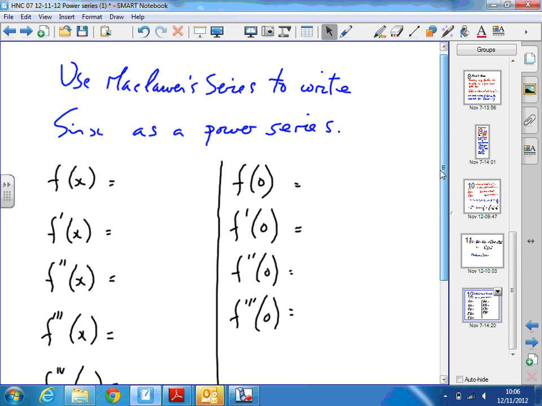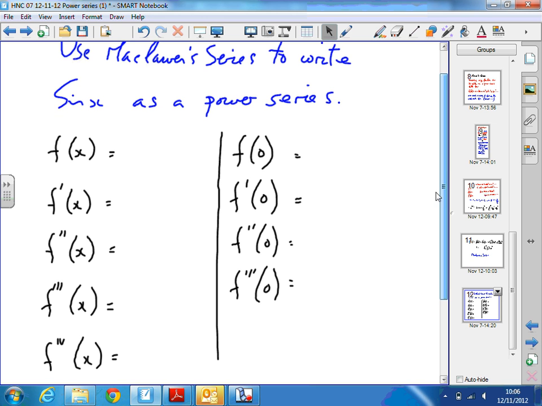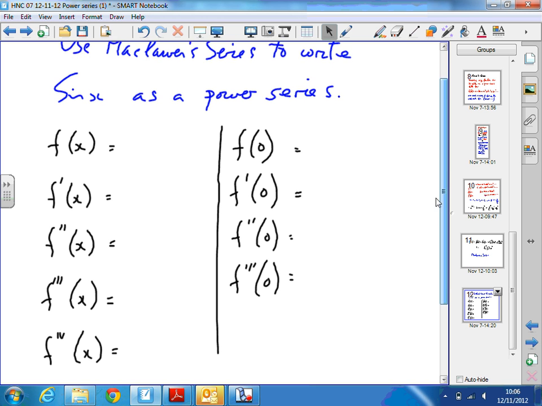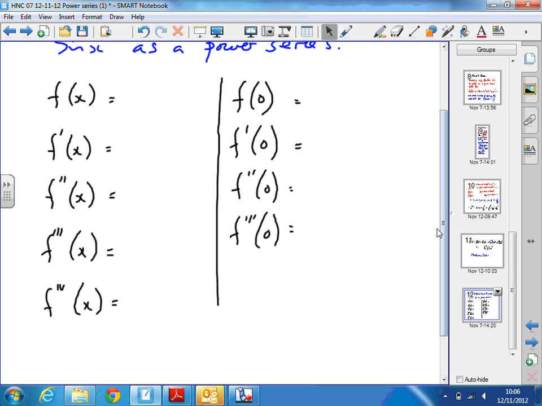Okay, let's look at this thing then. So if I want to use Maclaurin series to write sine x as a power series, and in your assignment you're going to be doing something like this, okay? This is as good a way as any of setting it out. We've identified already that we're going to need to differentiate once, twice, 3 times, and so on. So what I do is I set out a little table. What's the function that I'm associating here? It's the sine function.